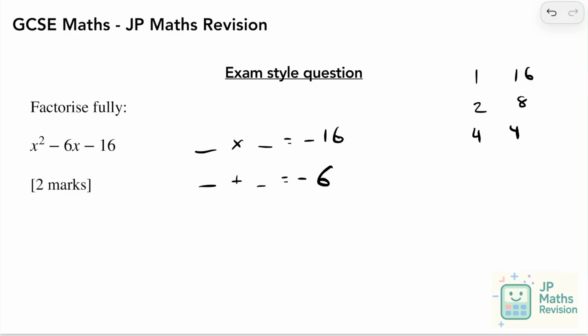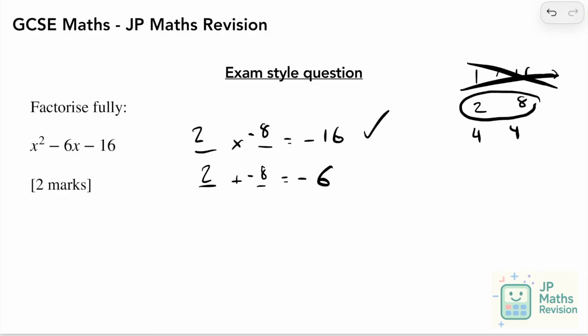So of these three options, can we do anything to any of them to get minus 6? Well, 1 and 16, 1 plus 16 is 17, and 1 take away 16 is minus 15, so that one's not an option. 2 and 8, 2 plus 8 is 10, but if we did 2 take away 8, we would get minus 6. So that means 2 and 8 would work, so 2 minus 8 is minus 6. But if we do 2 times minus 8, that happens to be minus 16, so that's good, so we can have that. So the answer to this question is x plus 2 and x minus 8.